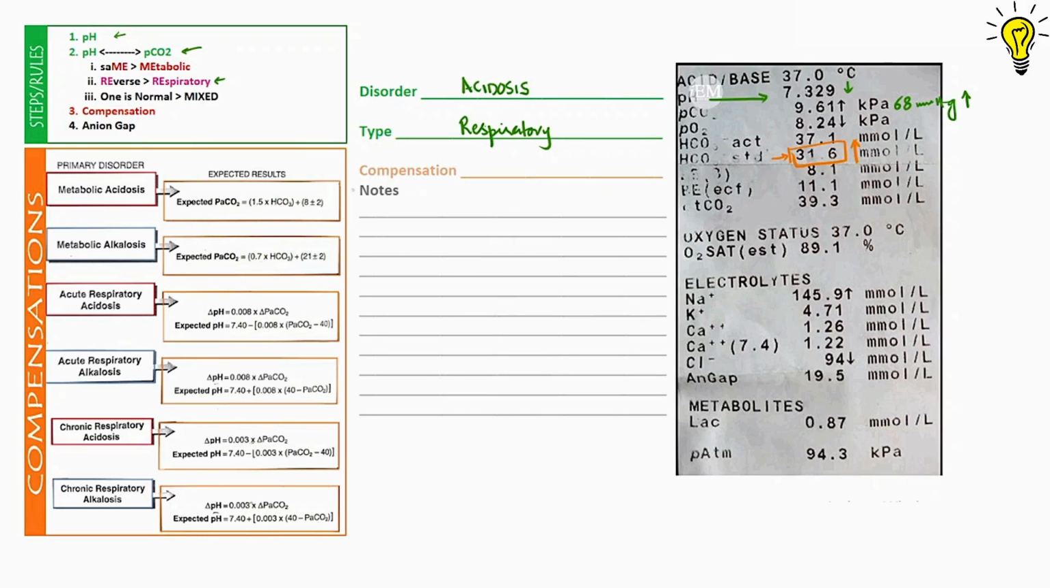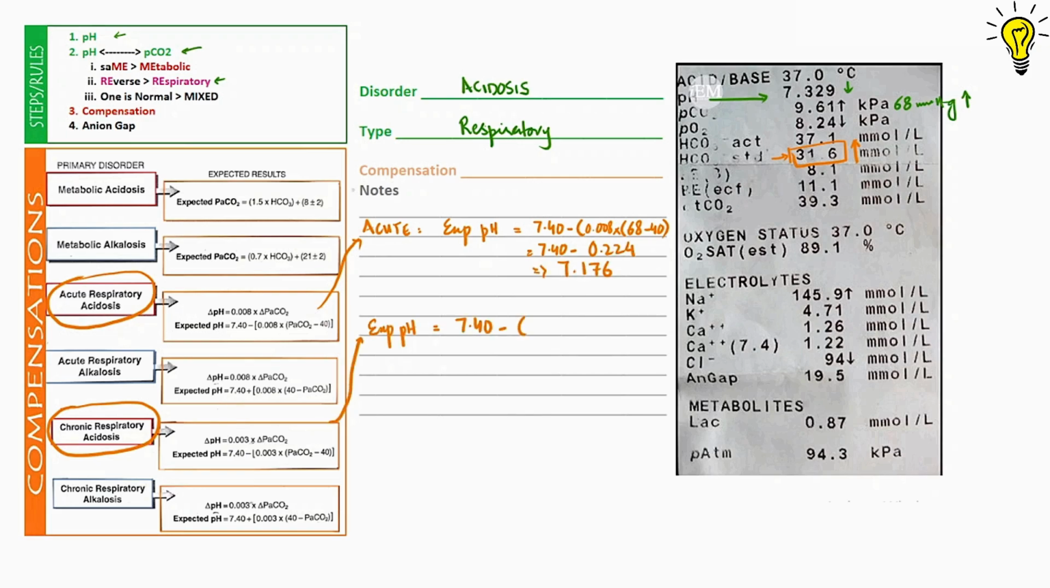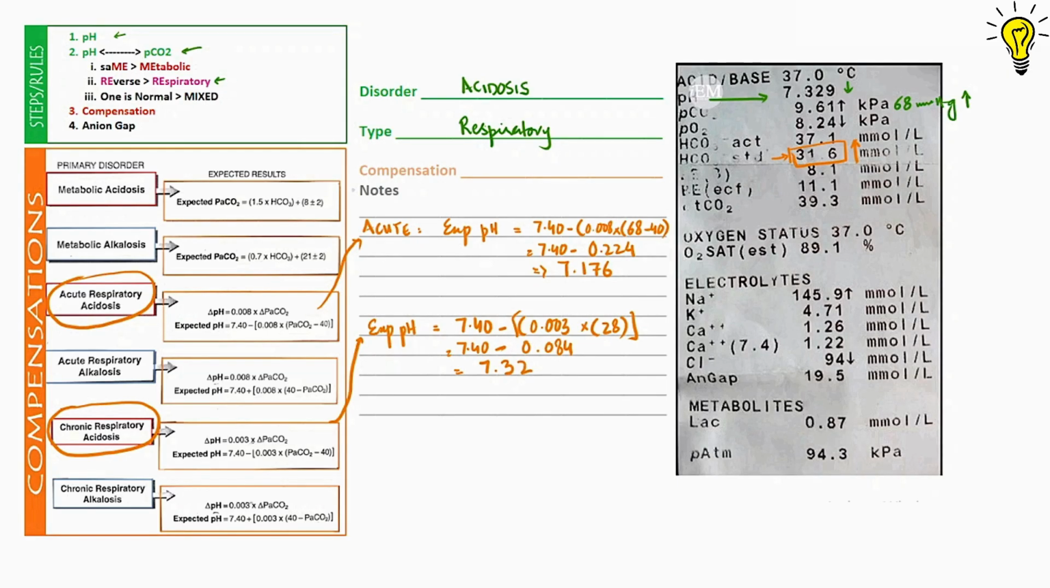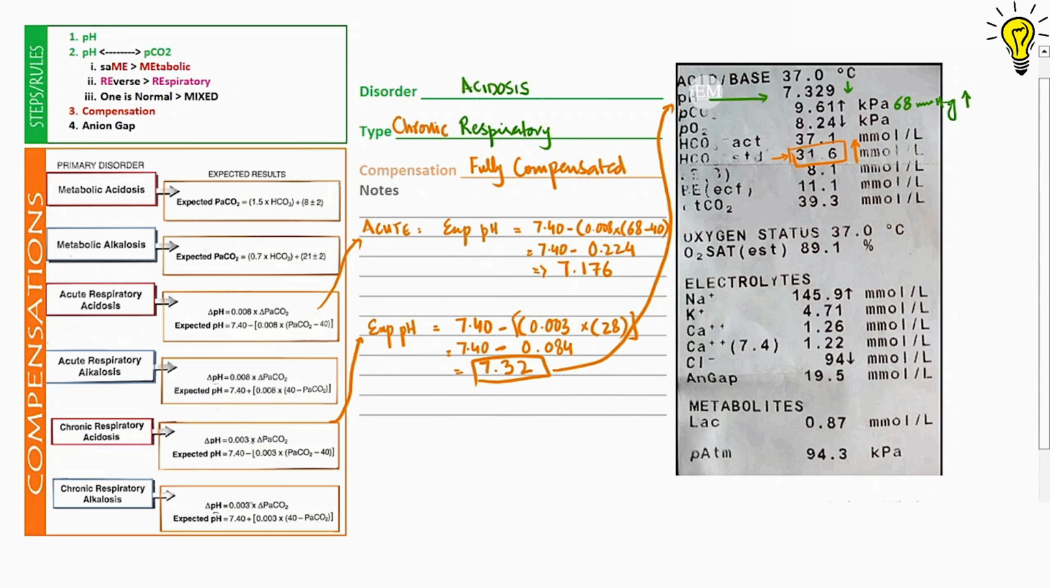Bicarb is at 31.6. For acute uncompensated respiratory acidosis, the expected pH should be 7.40 minus 0.224, so around 7.176. For chronic compensated respiratory acidosis, the expected pH should be around 7.40 minus 0.084. So expected pH is 7.32. What's the actual pH on ABG? 7.32. Hence it is fully compensated chronic respiratory acidosis.